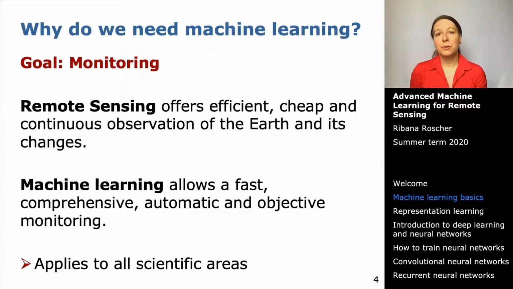So what I showed you are examples where monitoring of specific events or the development and change of the Earth's surface is an important goal, and for this we need remote sensing and machine learning. Remote sensing offers an efficient, cheap and continuous observation of the whole Earth and its changes. Machine learning allows fast, comprehensive, automatic and objective monitoring. Of course, you could do this manually on your own, but it would be impossible to analyze such a huge amount of data on a regular basis.